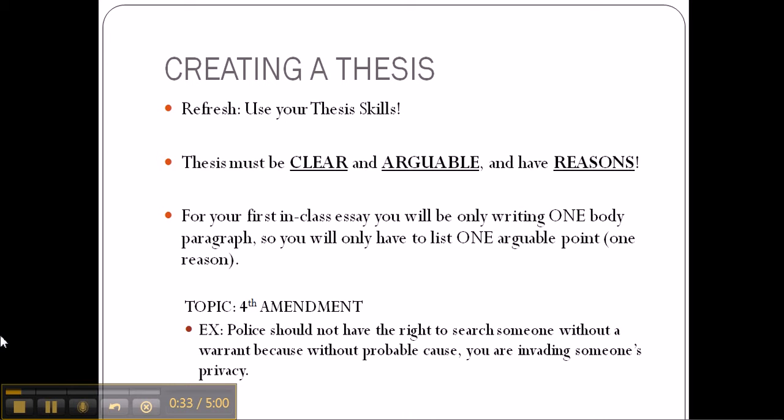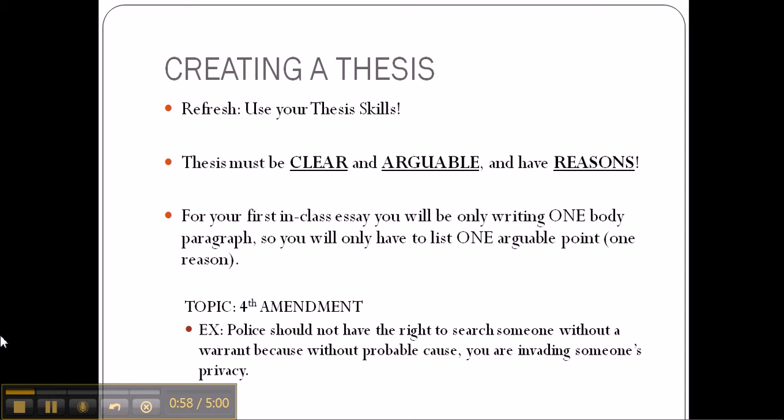For your first in-class essay, you're only going to be writing one body paragraph, so you really only have to think about listing one arguable point and then one reason. Let's say, for example, and this is very close to what will happen, I give you a topic, the Fourth Amendment. I ask you whether or not you think the police should have the right to search someone without a warrant. Take a look at the thesis statement here.